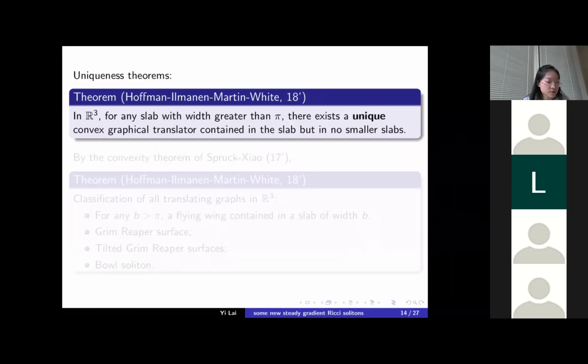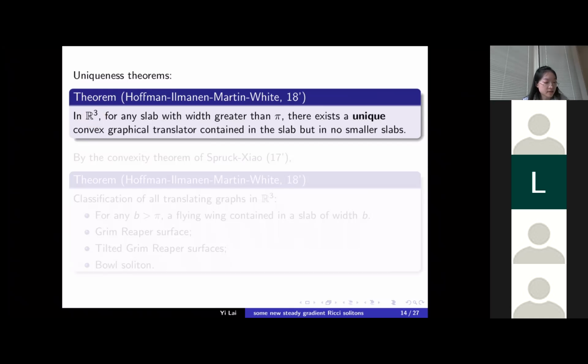And even nicer, you can show that such flying wings are even unique, and this is done in dimension 3 by Hoffman, Ilmanen, and Martin White. They were able to show that for any given slab, you can find one and only one flying wing contained in that slab, but not contained in any smaller slab. But I think this is only shown in dimension 3 until now.